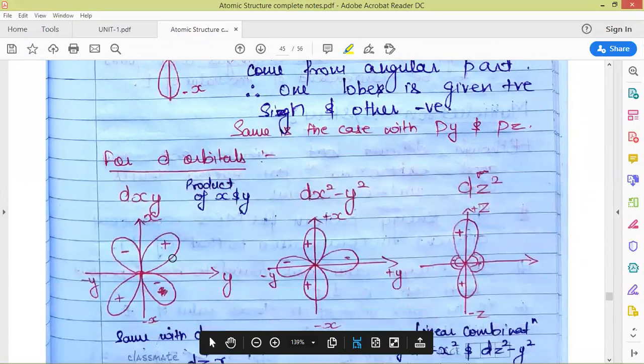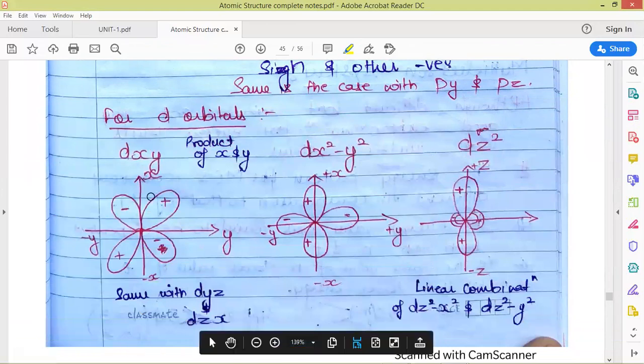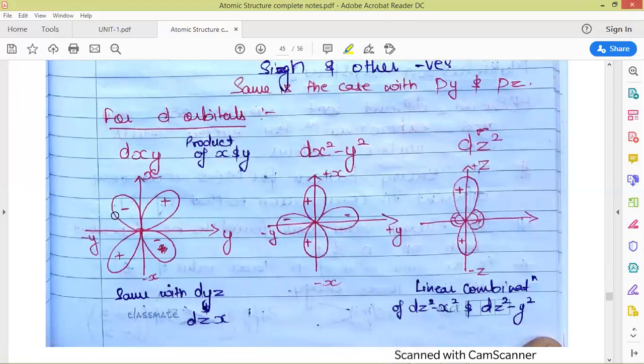Now coming to d orbitals, it is the dxy orbital where electron density is present in between the axes, that is at 45 degrees to the x-axis and at 45 degrees to the y-axis. So here opposite lobes are given a positive sign, and these opposite lobes are given a negative sign. So here we can say that if we consider it as Cartesian coordinates, we see this quadrant of this two-dimensional space where the electron density is present. So here the value of x is positive and the value of y is positive.